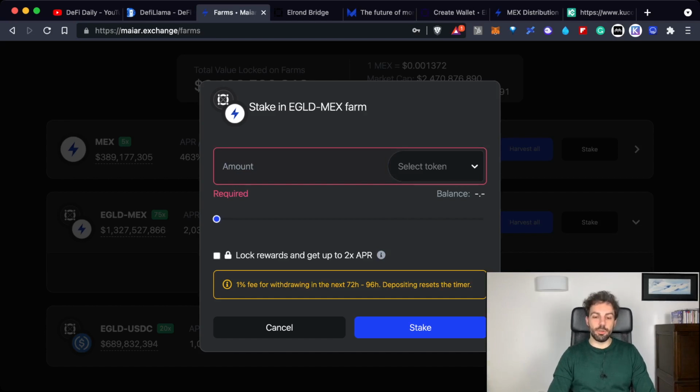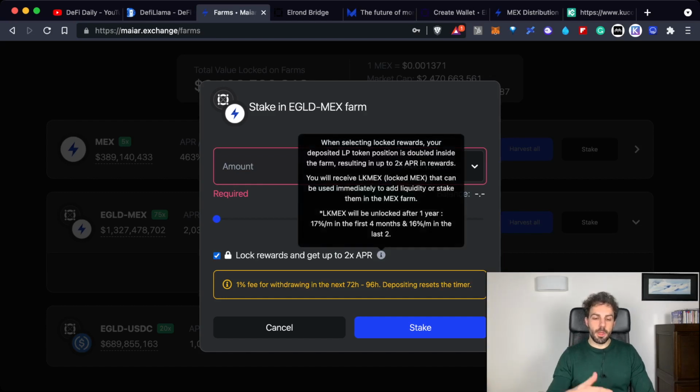And as I said before, there is a lock rewards option in order to get up to 2 times the APR. And how does it work? If you go here, you will receive all the information. All you have to know is that your rewards will be locked for around 18 months, so 1.5 years. I'm saying around because after the first year, you will start unlocking your rewards a certain percentage each month.